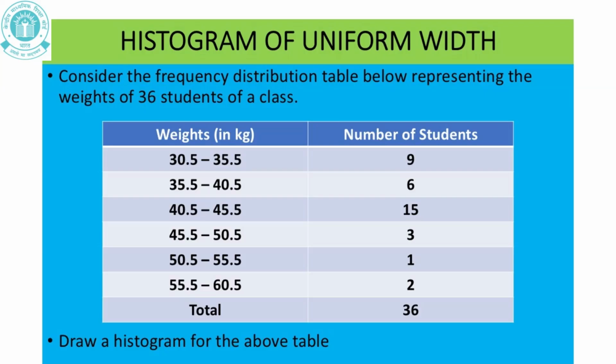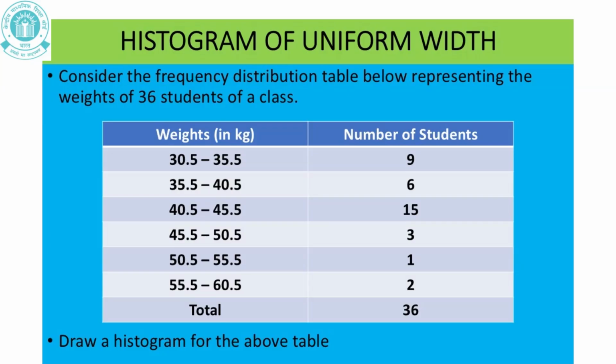Also, since the first class interval starts from 30.5 and not 0, we show it on the graph by marking a kink or a break on the axis. We represent the number of students on the vertical axis on a suitable scale. Since the maximum frequency is 15, we need to choose the scale to accommodate this maximum frequency.